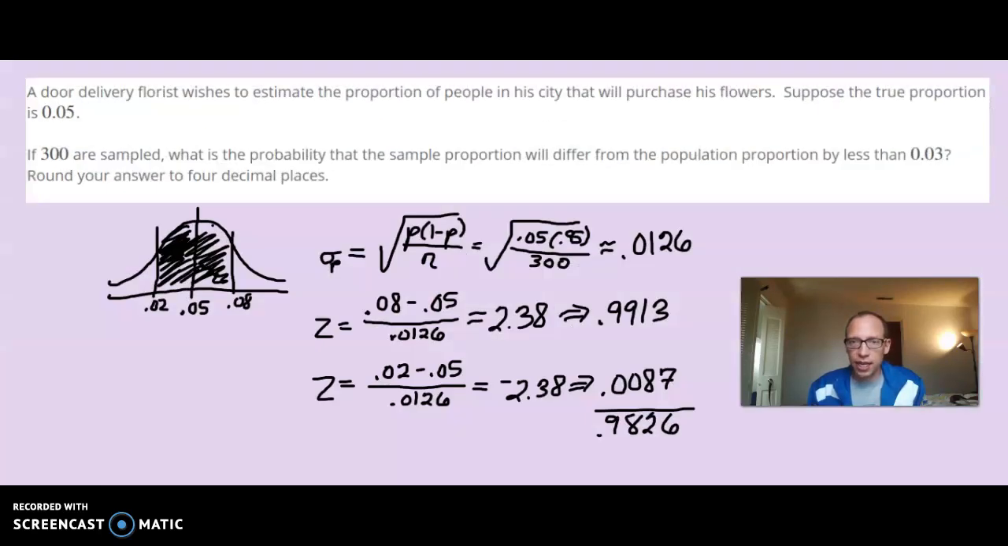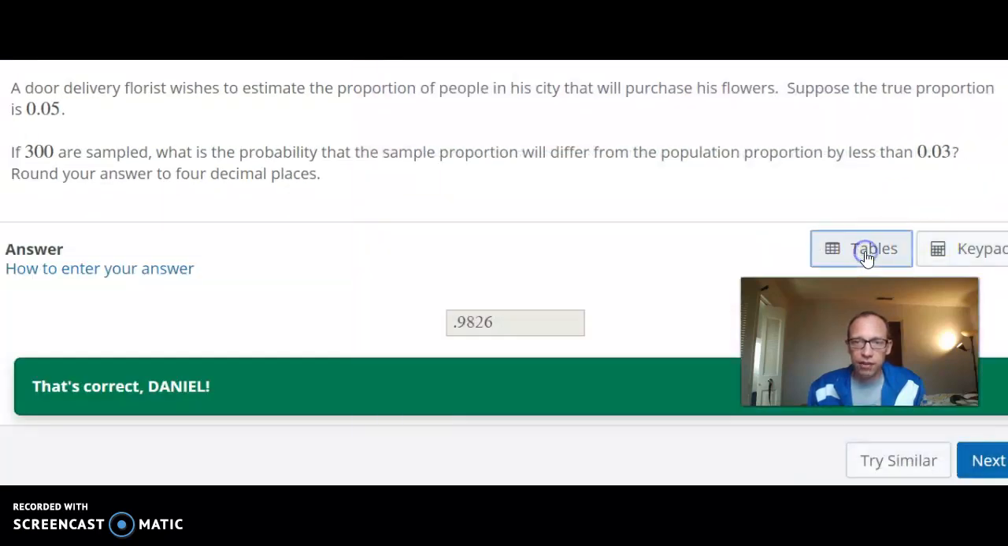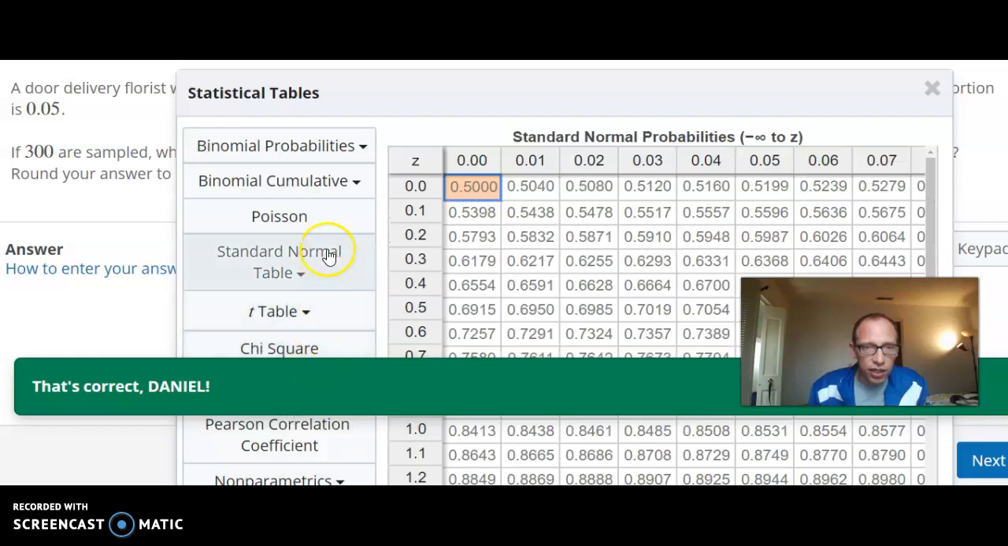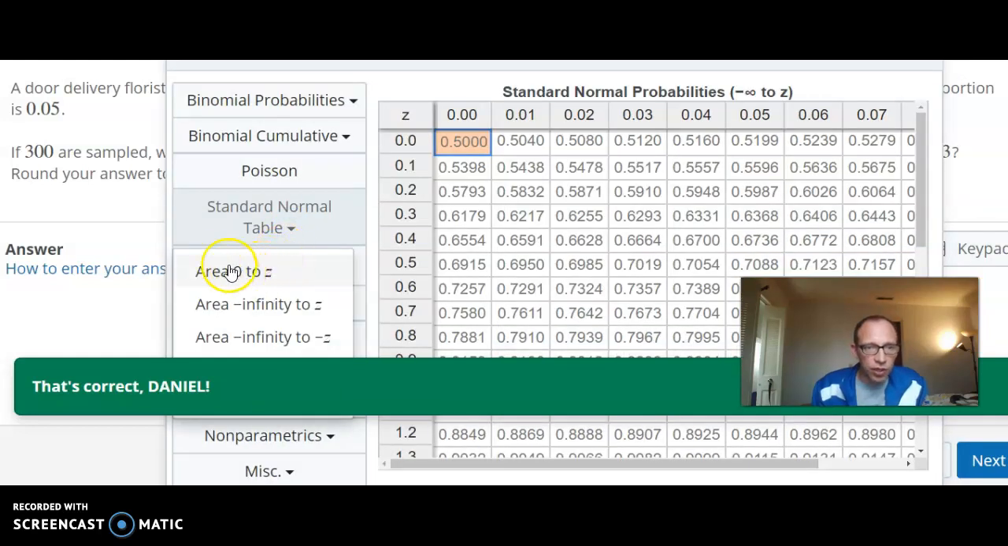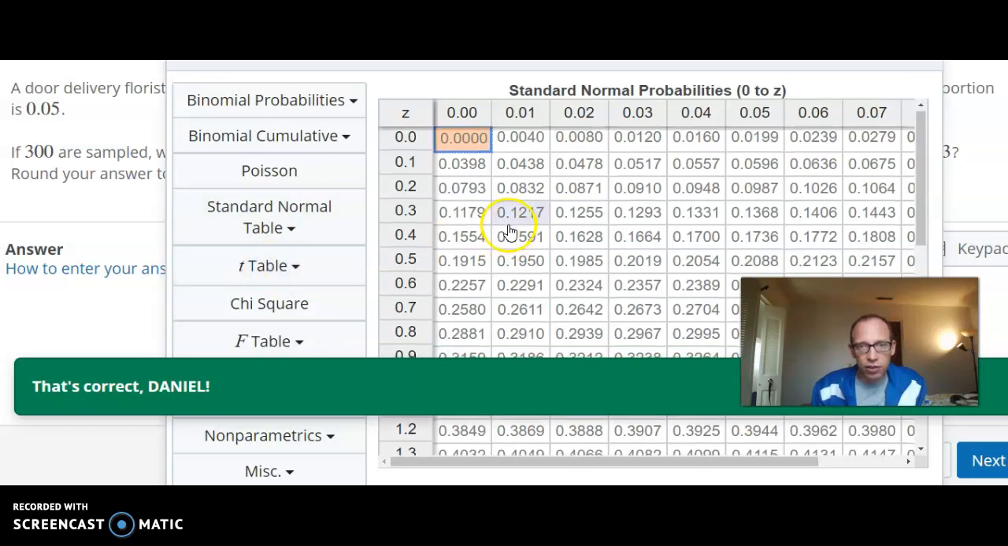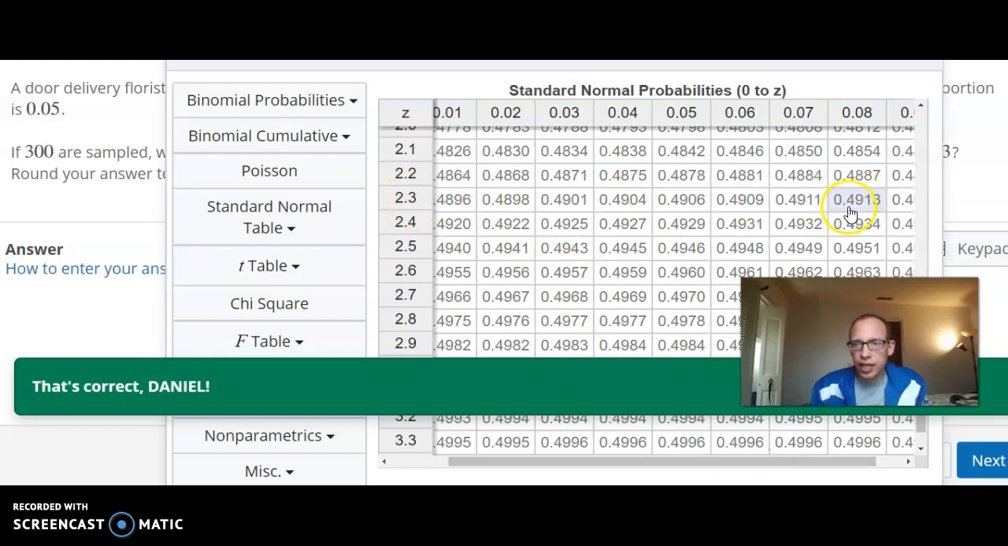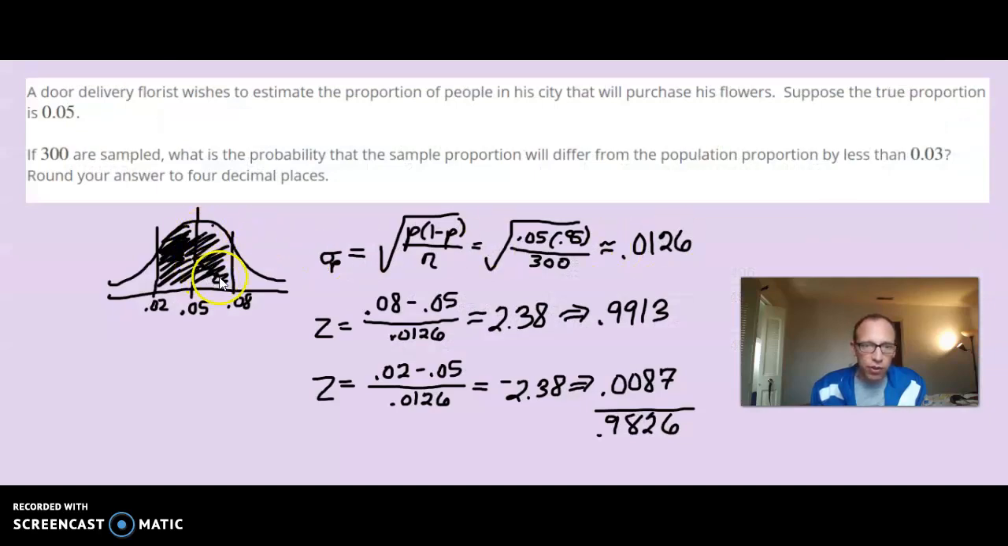Just to clarify again, when I talked about going from 0 to 2.38 and then doubling it, if I would pull up my tables here, and instead of using the two that I used, if I would go to this area 0 to z and look for 2.38, notice I'd get 0.4913. So 0.4913 would be this area right here. I would then double that to account for this same area on the opposite side, and that times 2 would also give me 0.9826. So two different ways to approach it.